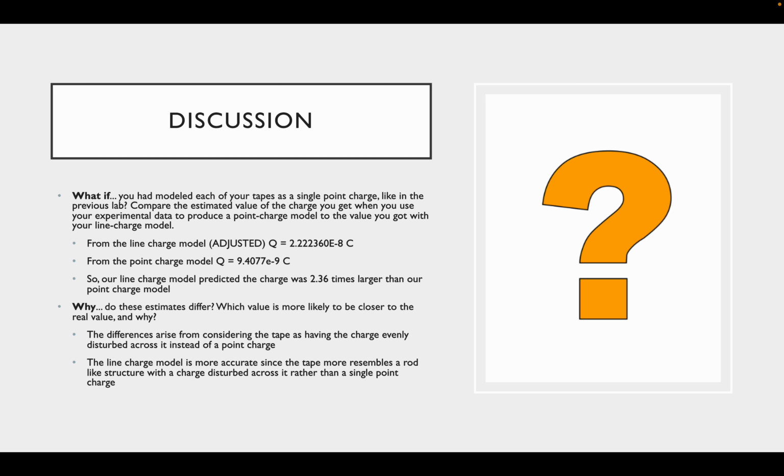And these estimates really differ just because of how we're considering the charge on the tape. Considering it as a single point charge versus essentially as many point charges that we integrate over, we're going to get more accurate results and thus a different magnitude, since it's just completely different math. The line charge model is more accurate since the tape more resembles a rod-like structure with the charge distributed across it rather than a single point charge. And that's it.